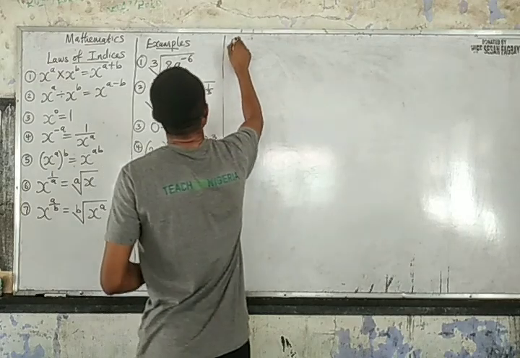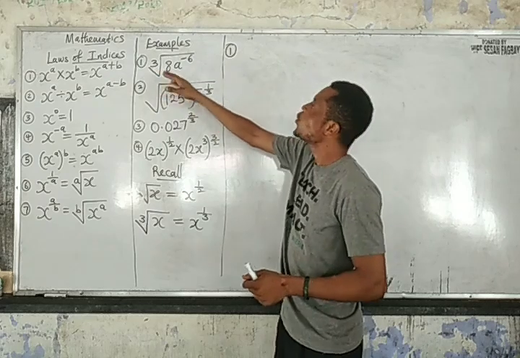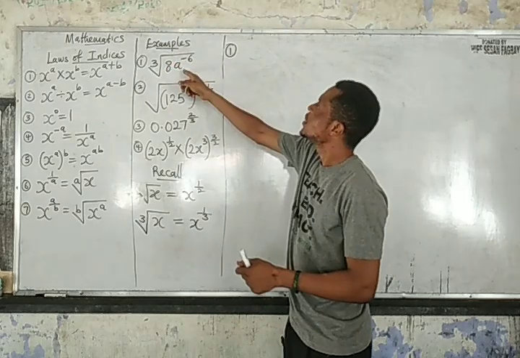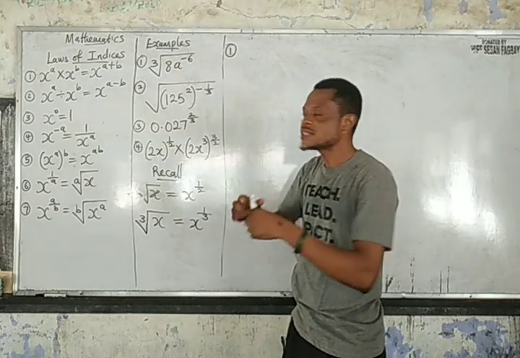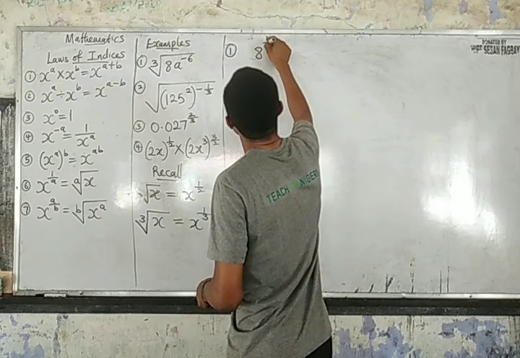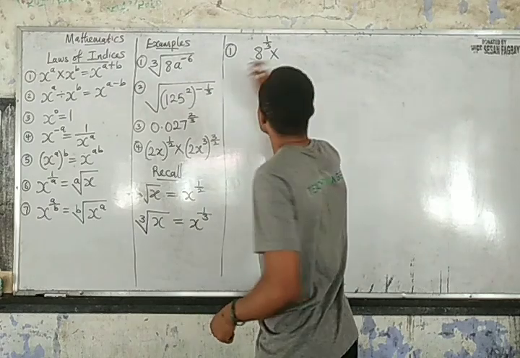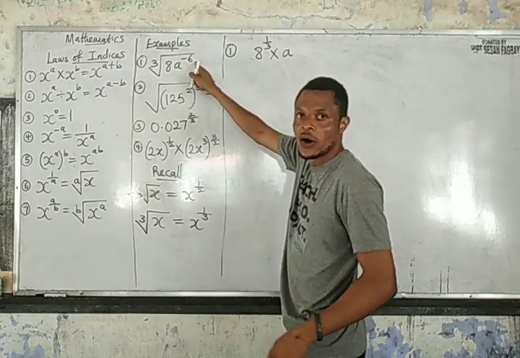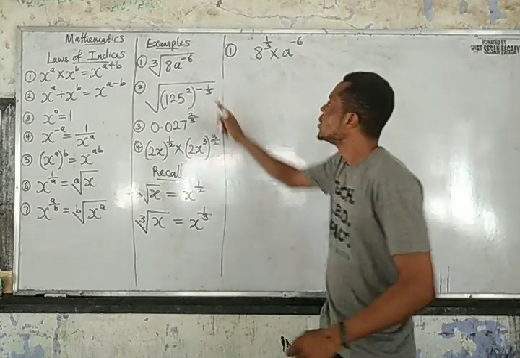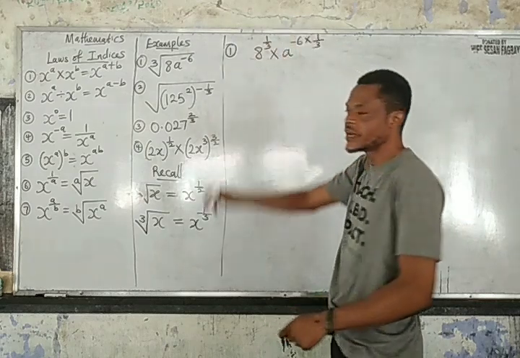Now let's proceed with question number 1. Cube root. So we can choose to say 8 raised to the power of 1 all over 3. Likewise, a raised to the power minus 6. Now let's see what we shall have. 8 raised to the power of 1 all over 3 multiplied by a, which is already raised to the power of minus 6. Minus 6 is already given as the power. Now, because of this cube root, multiply by 1 all over 3.